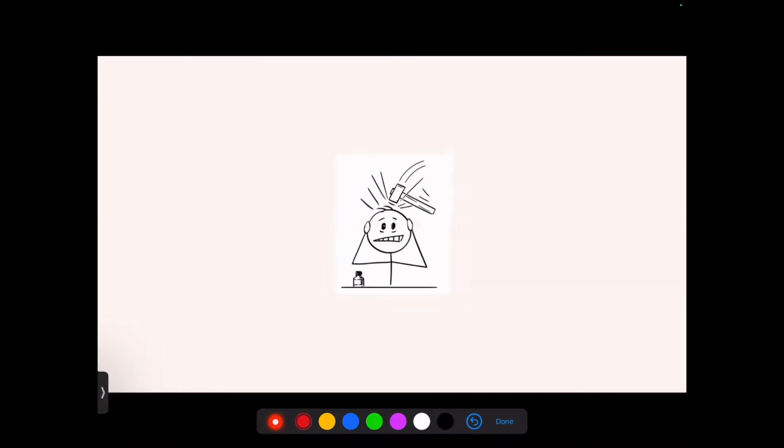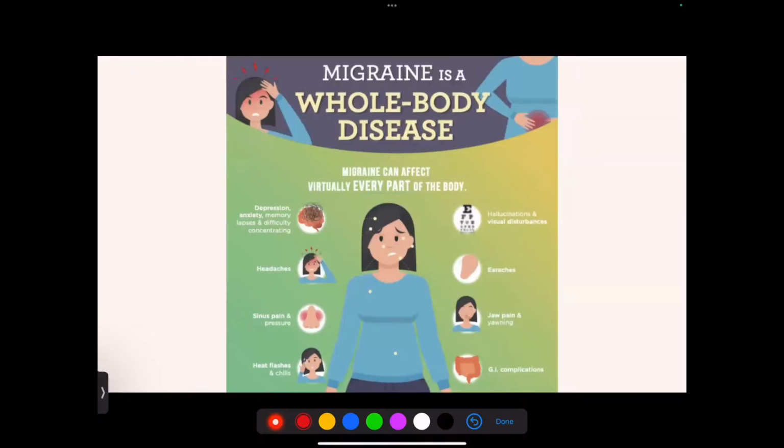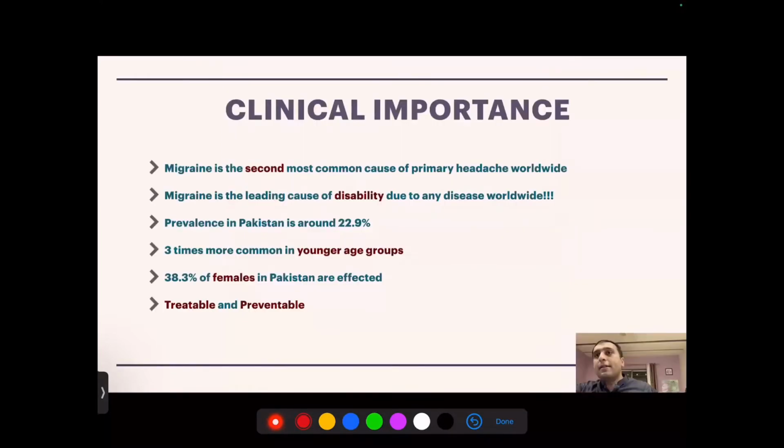And you see the pills on the right hand, and you see something being struck into the head. So yeah, migraines make you cry. They're pretty bad. So basically, migraine is a headache disorder, but it involves the entire body. It is the second most common cause of primary headache worldwide.